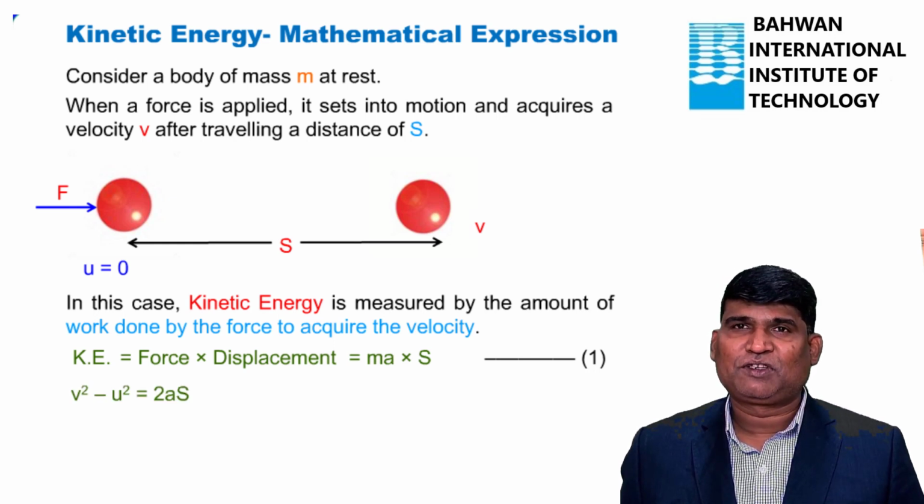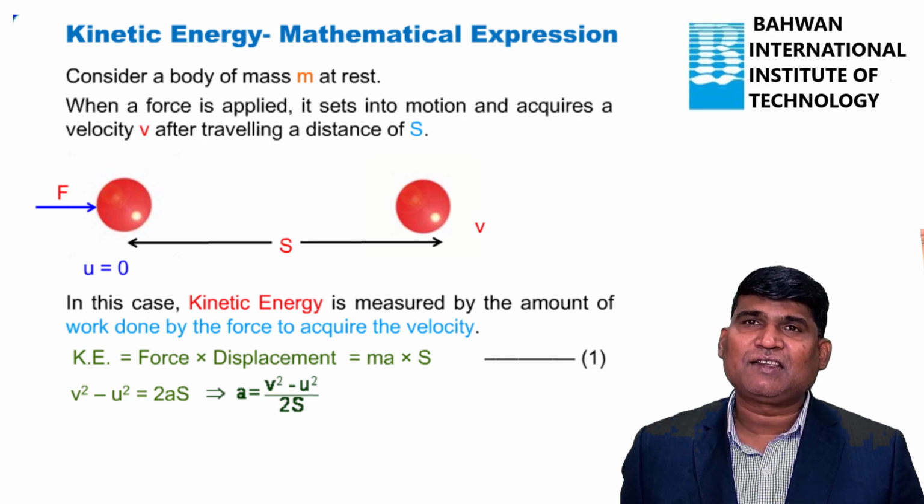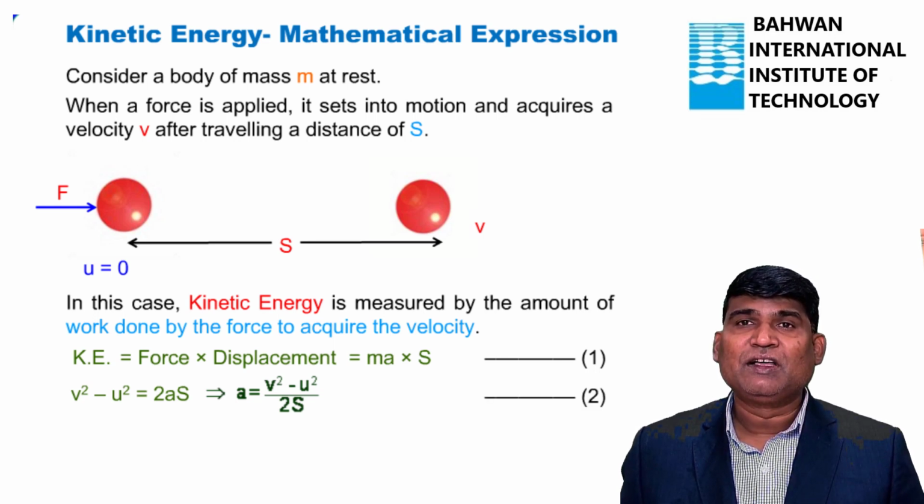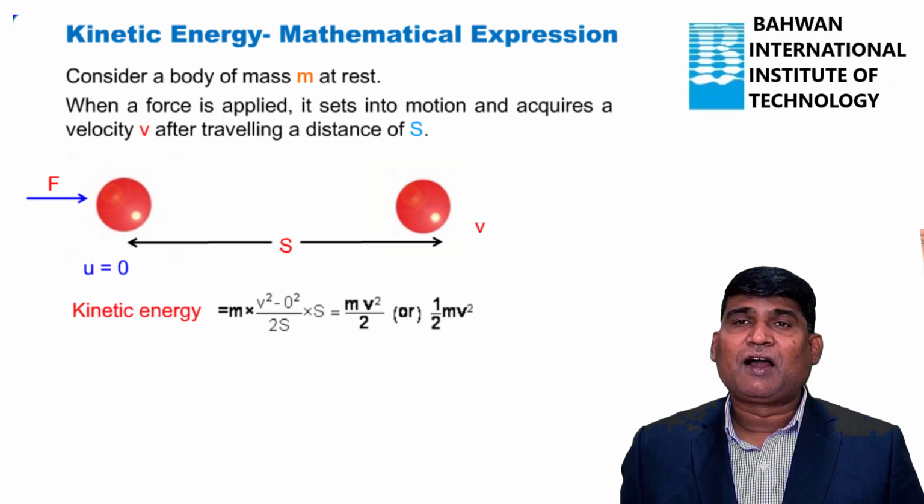We know the equations of motion. We studied there are three equations of motion. In that I am using the third equation of motion, v square minus u square is equal to 2as. When we use this equation, if you take out acceleration, then what will we get? Acceleration a is equal to v square minus u square by 2s. If I substitute this equation 2 in equation 1, then what will we get? We get the kinetic energy KE is equal to m into v square minus 0 square by 2s into s, right? I substituted this v square minus 0 square by 2s in the place of acceleration a. Then we got mv square by 2, or half mv square.